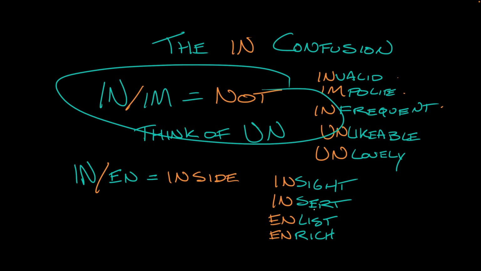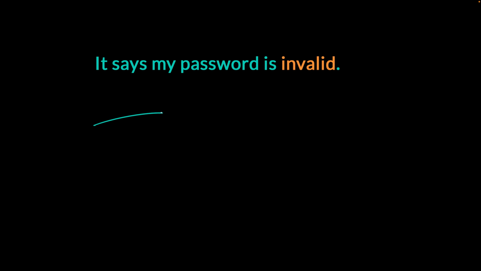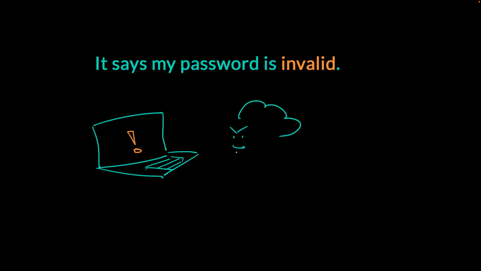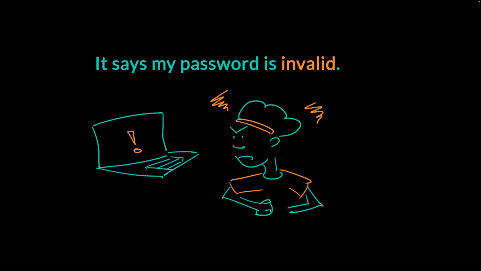Now, let's use invalid in a sentence. I can't log in. It says my password is invalid. Makes you furious. When something's invalid, it doesn't work. It isn't correct. When it's valid, it's proper and appropriate. But when it's invalid, it won't be accepted.